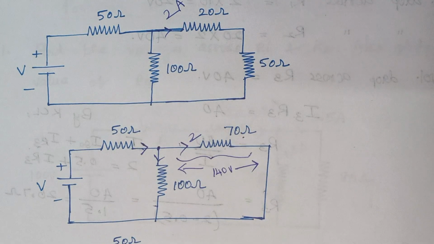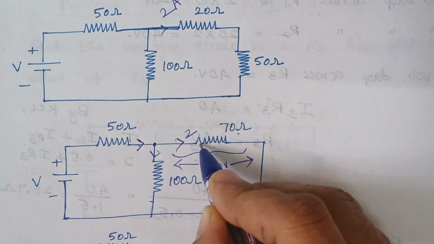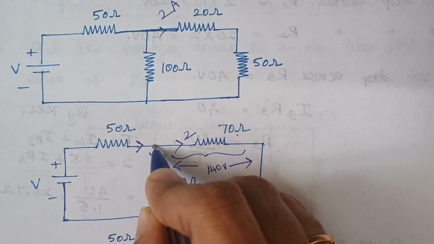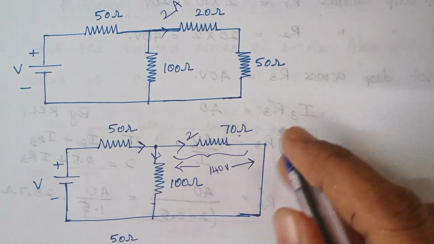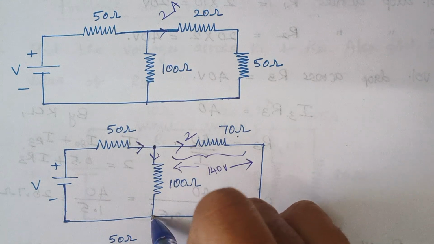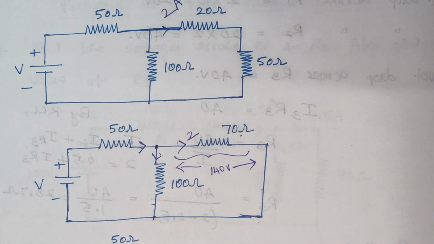Or in other words, one end of the 100 ohm resistor and one end of the 70 ohm resistor are connected together, connected to a common point. Similarly, the other end of the 100 ohm resistor and the other end of the 70 ohm resistor are connected to a common point. So the 100 ohm and 70 ohm resistors are connected in parallel.